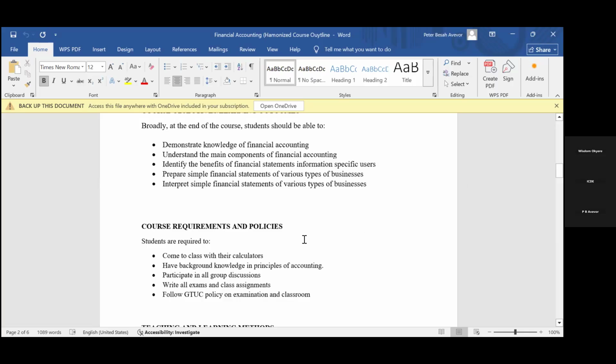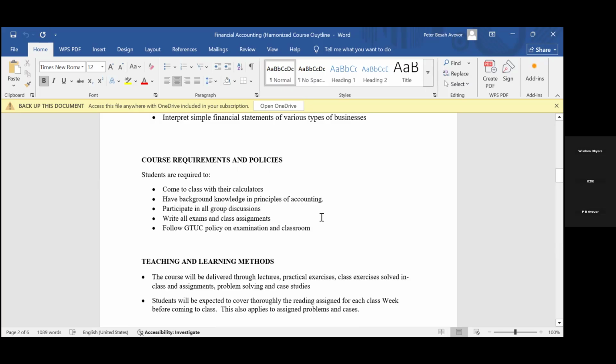So, as usual, you need to be present at lectures. You need to follow whatever we are doing, and participate fully in all group discussions and tutorial sessions. You also need to write exams for you to be assessed on your level of understanding and grasping of the course material. And you need to follow the policy of GCTU examination and classroom instructions.